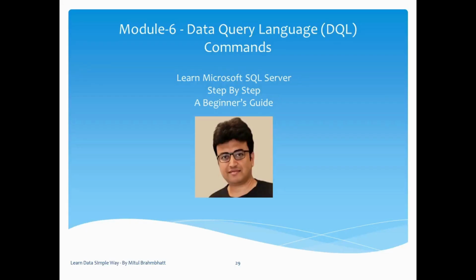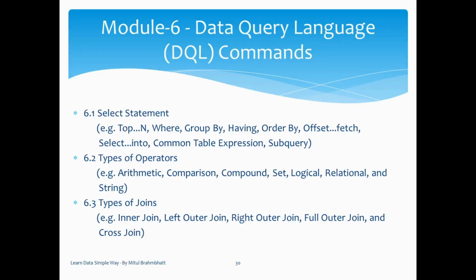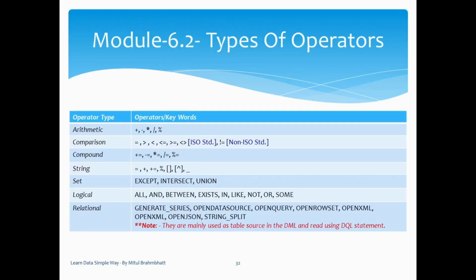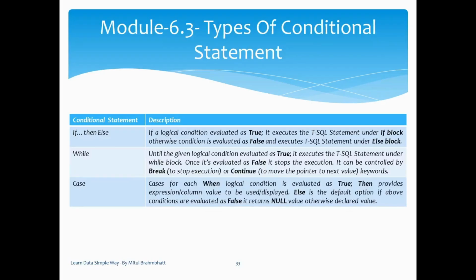In this module 6, so far we have covered module 6.1, 6.2, and now we will be covering 6.3, which is the types of conditional statement. So all these three conditional statements are what we will be covering. The first one is the if then else, where a logical condition is evaluated as true. If it is, it executes the T-SQL statements under the if block, otherwise, if the condition is evaluated as false, it executes the T-SQL statement under the else block.